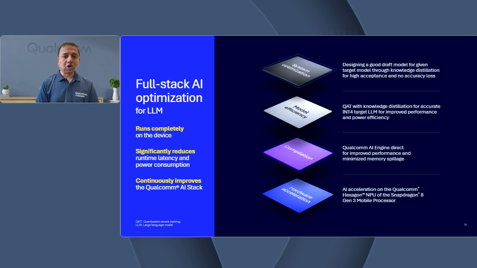Starting from the top, there are optimizations happening at a system level, like architectural improvements, and we'll see an example of this coming up. There's model efficiency, where we apply different quantization optimization techniques to get good accuracy of these models. There are optimizations at a runtime and compilation level to run these models very efficiently on target with good power and reduced memory. And then, of course, all of this runs on top of the excellent AI accelerators built into the Qualcomm architecture, like the Hexagon NPU.